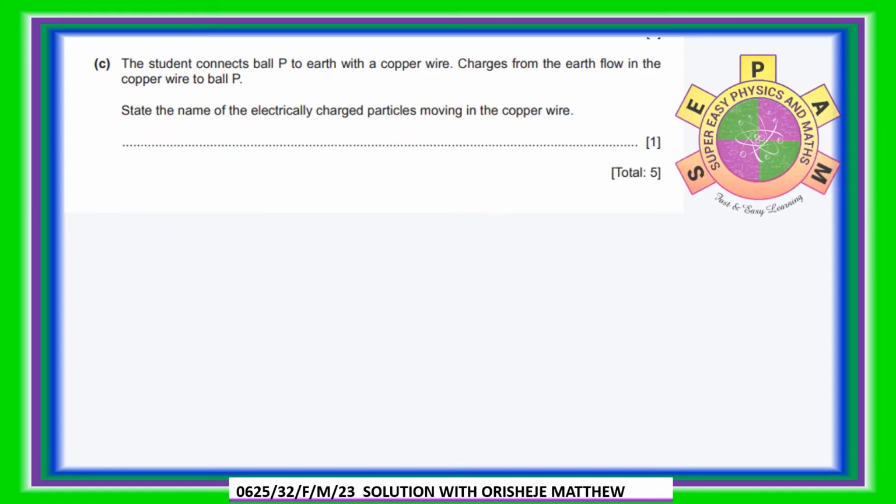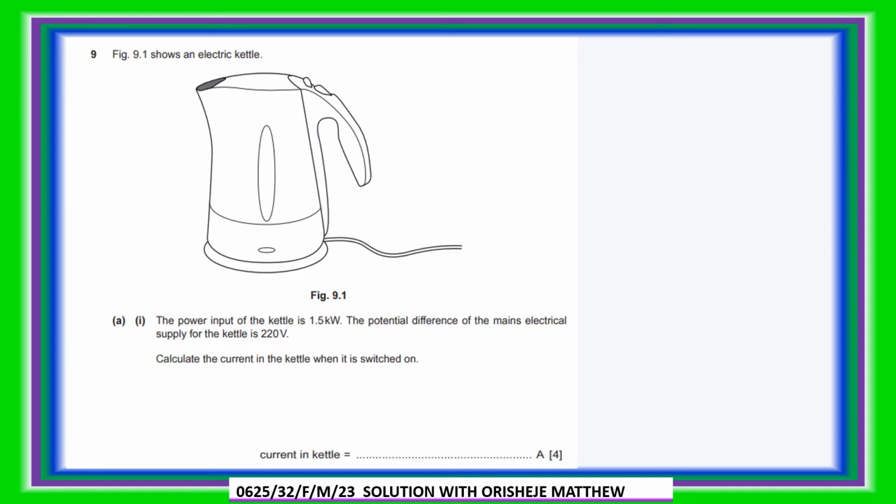Question 9. Shown is an electric kettle. The power input to the kettle is 1.5 kilowatts. The potential difference of the main supply to the kettle is 220 volts. Calculate the current in the kettle when it is switched on. So current is equal to power divided by potential difference, because power is equal to VI. So substituting that gives 6.81 ampere.